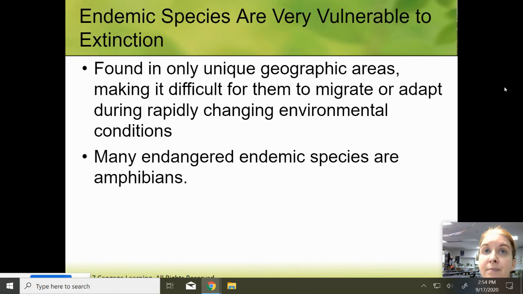Endemic species are very vulnerable to extinction. So endemic species are species that are native to a specific area. They're found only in unique geographic areas, maybe say Australia, making it difficult for them to migrate or adapt during rapidly changing environmental conditions.